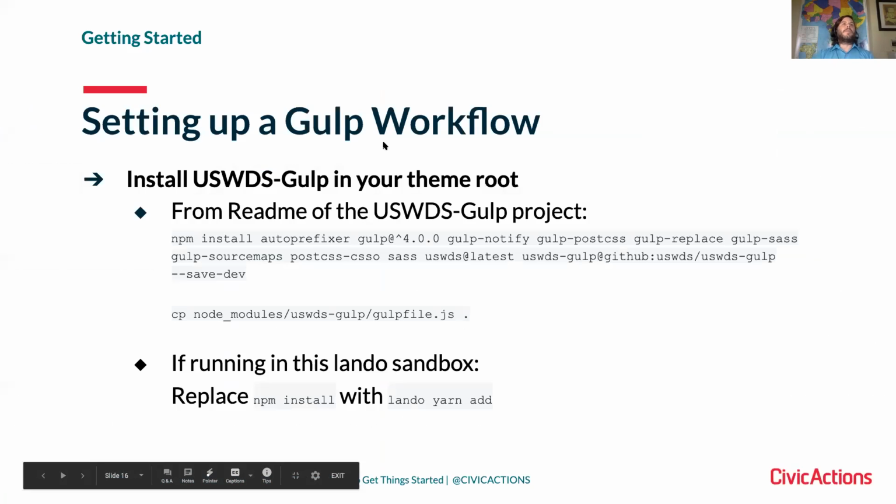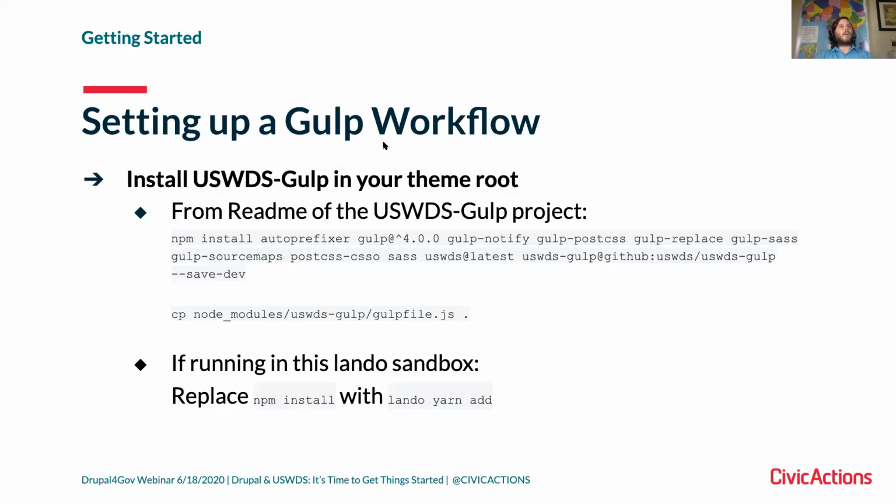All right, so the first step is to install USWDS Gulp into the root of our theme, and in this case, into the root of our sub-theme, a child theme. So from the README of that page I was just showing you, there's this huge bunch of stuff we're going to plop into our terminal to install it. And then we're going to copy out its pre-built gulp file from its home and node modules into the root of our theme as well. And again, if you're running this in the sandbox, don't do npm install, do lando yarn add instead.